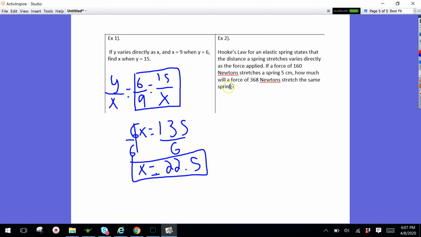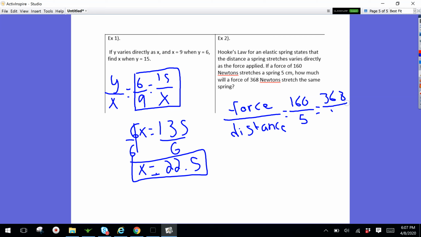Now let's do this next example here. So it's saying that Hooke's law for an elastic spring states that the distance a spring stretches varies directly with the force applied. That means force is proportional to distance. And so if the force is 160 and that stretches a spring 5 centimeters, how much will a force, they gave us another force here, so I'm going to go ahead and align it here, stretch that same spring?